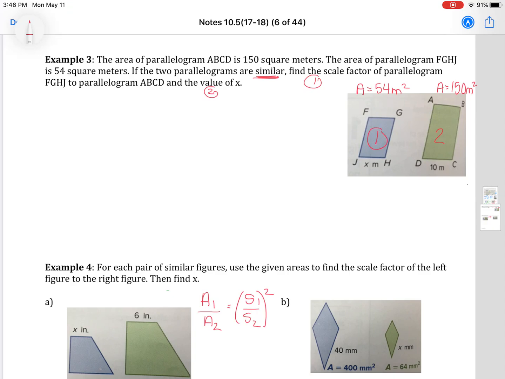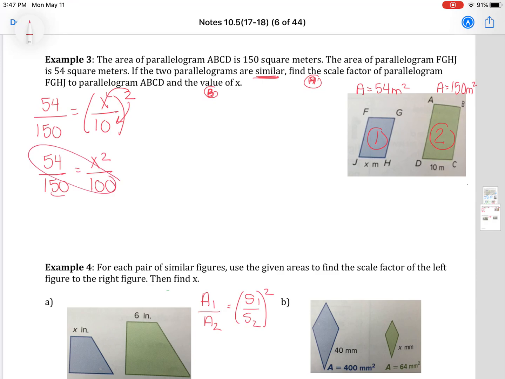So I'm going to make this figure 1 and this figure 2. Let me make these A's and B's so we know we don't think they're the same thing. All right, so if we use the formula below, A1, 54, A2, 150, equals side 1, x, side 2, 10, squared. That square has to go to both. So you get 54 over 150 equals x squared over 100.